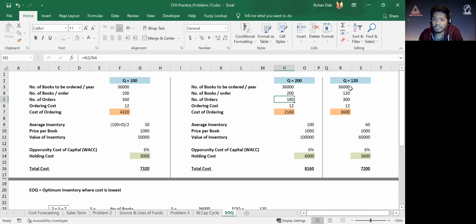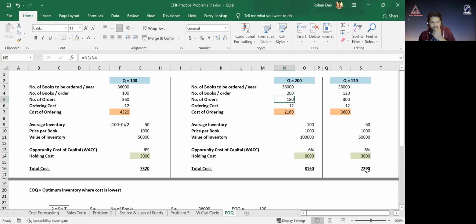Number of books to be ordered. If you keep the lot size at 120, the number of books to be ordered reduces, the number of orders becomes 300, the cost of ordering becomes 3,600 and the cost of holding becomes 3,600. So you see that when you increase the lot size from 100 to 200, the cost of ordering goes down, but the cost of holding goes up. However, this 120 is the sweet spot, where the total cost is the lowest.